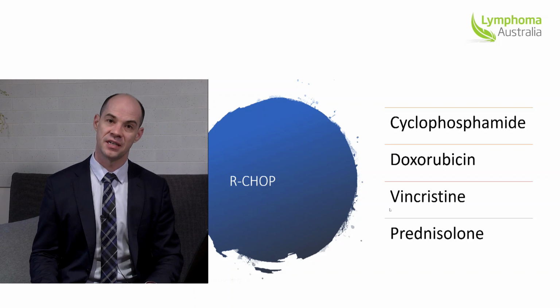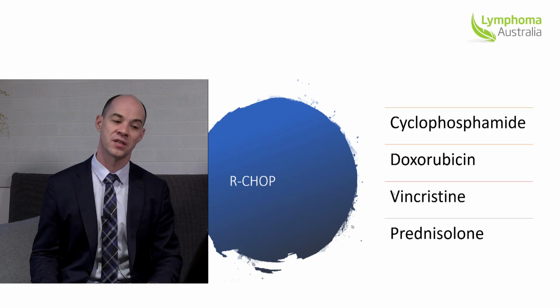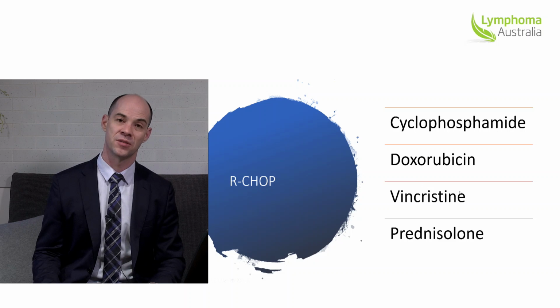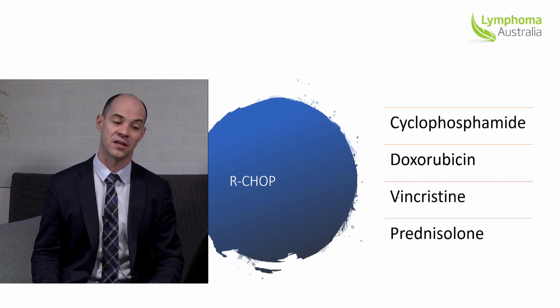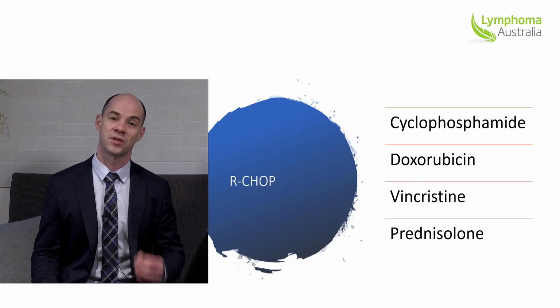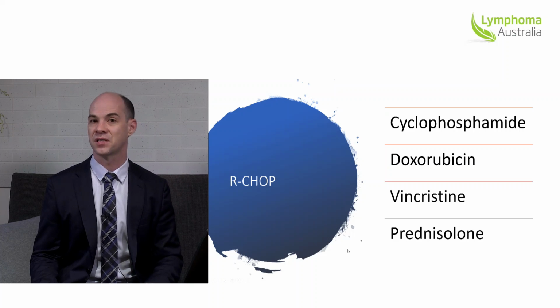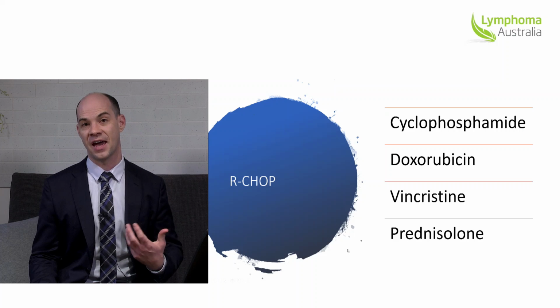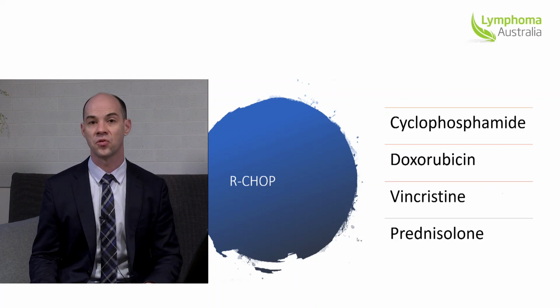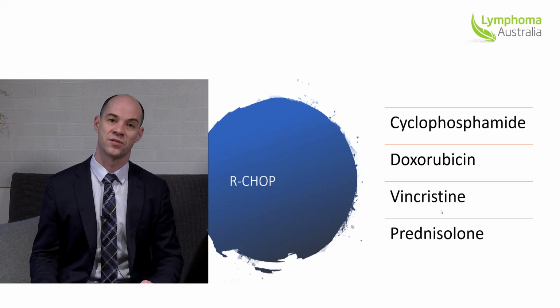Vincristine is a neurotoxic agent. It's very good anti-lymphoma treatment, doesn't do too much damage to your blood count, so it's a good treatment like that and a good drug for combination, but can cause tingling in your fingertips and toes, which can progress to loss of strength in your hands or in your feet. And it's really important that you communicate this with your haematologist because we can adjust the doses of vincristine when we know that's going on.